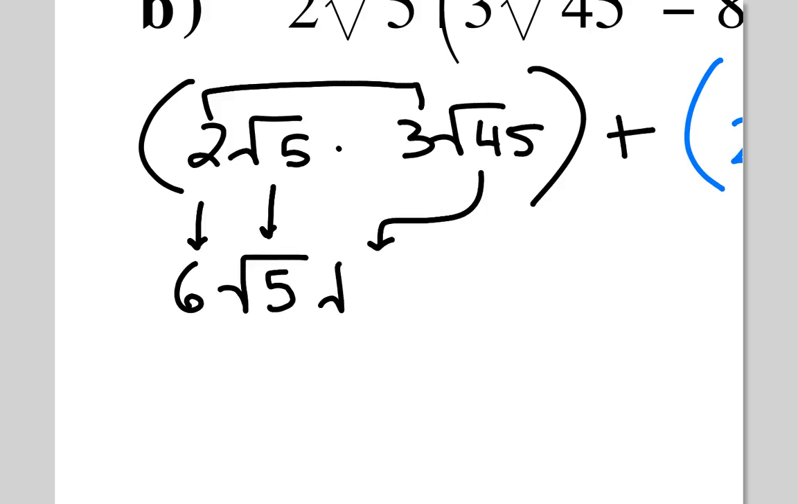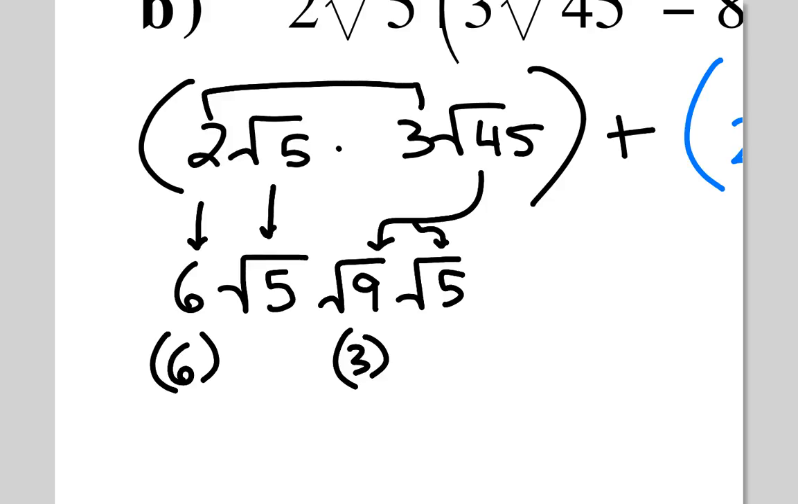Root 45 is like root 9 times root 5. See how I split the 45? 9 times 5 is 45. Now look at this, this is interesting. What's root 9? And what's root 5 times root 5? Root 25, which is just 5. 6 times 5 times 3, 30 times 3, 90. There's the first term. Holy smokes.